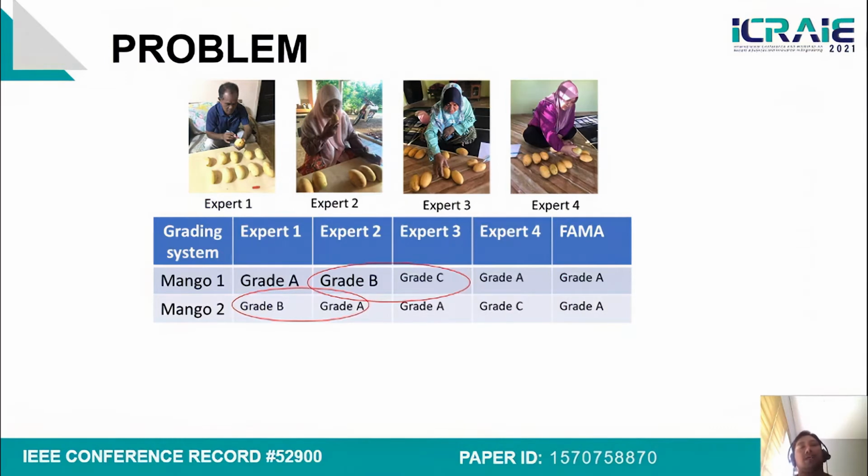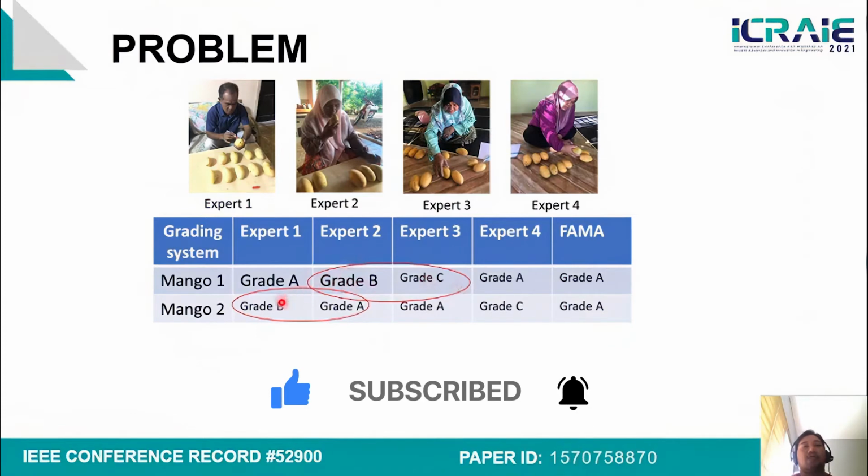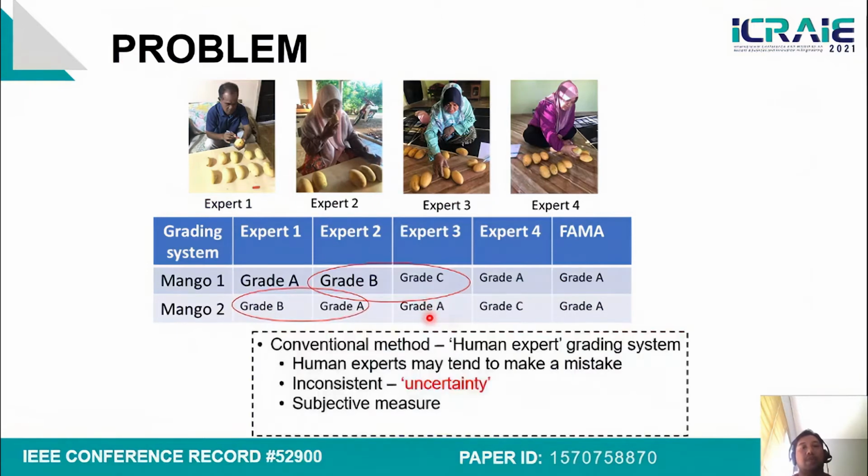Let's say we ask 4 experts to grade 2 mangoes. We can see the result here. There is inconsistency in the answers, or we call it uncertainty, between the experts. For example, here we get different answers for a certain mango. Although we have a guideline from the farmer, we still have inconsistency in the results due to the subjective view of human experts. There is uncertainty in the answers because of the subjective measure.